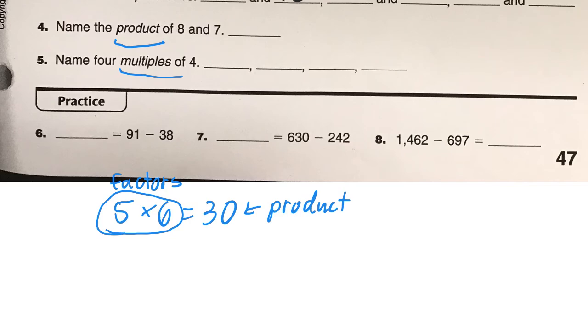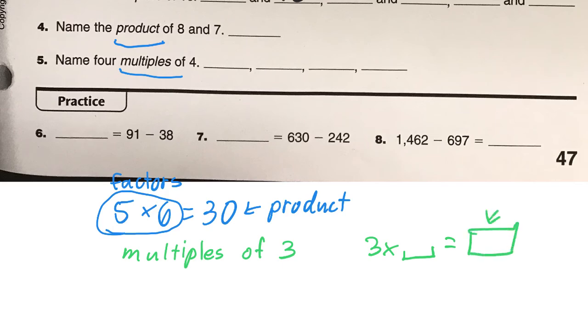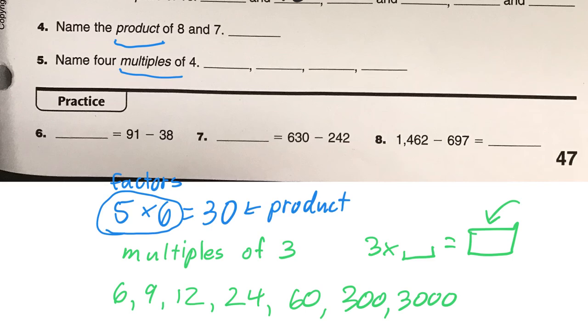I'm going to use 3 as an example for this one. So if I said multiples of 3, it's any number you can get if you multiply 3 times whatever, these are your multiples right here. So for example, 6 is a multiple of 3, 9 is a multiple of 3, 12 is a multiple of 3, 24 would be a multiple of 3, 60 is a multiple of 3, 300, 3,000. Anything you can multiply by 3 to get a number would give you a multiple of 3. So there's really infinite multiples of 3, and it's just asking you to list a few of them.